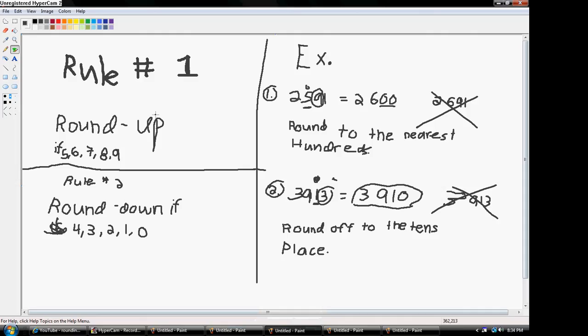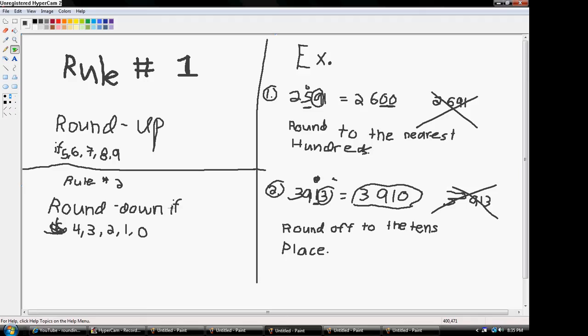In rule number 1, round up if at the right side of the number is 5, 6, 7, 8, or 9, or should I say 5 or above. In number 1, 2791, we shall round this off to the nearest hundreds. So at the right side of the number that is going to be rounded off is 9. Since it is 5 or above, it is going to be rounded up. So the answer is 2800. After rounding off, all of the numbers at the right side of the number that is rounded off are going to become 0. Only at the right side of the number that is rounded off.